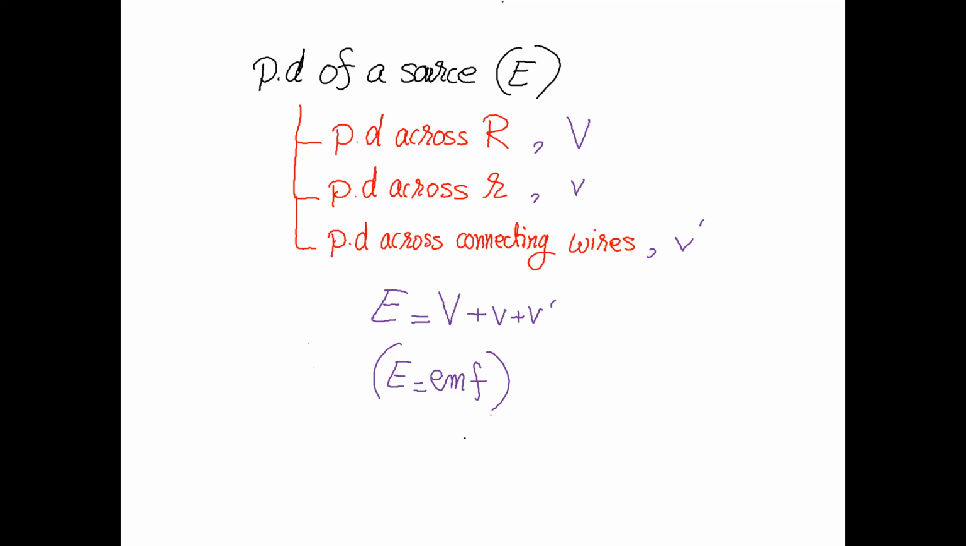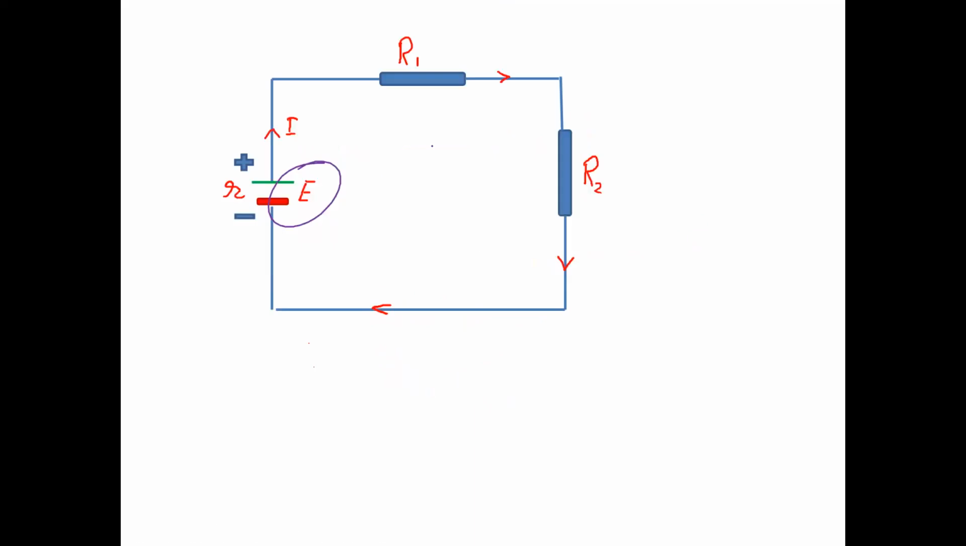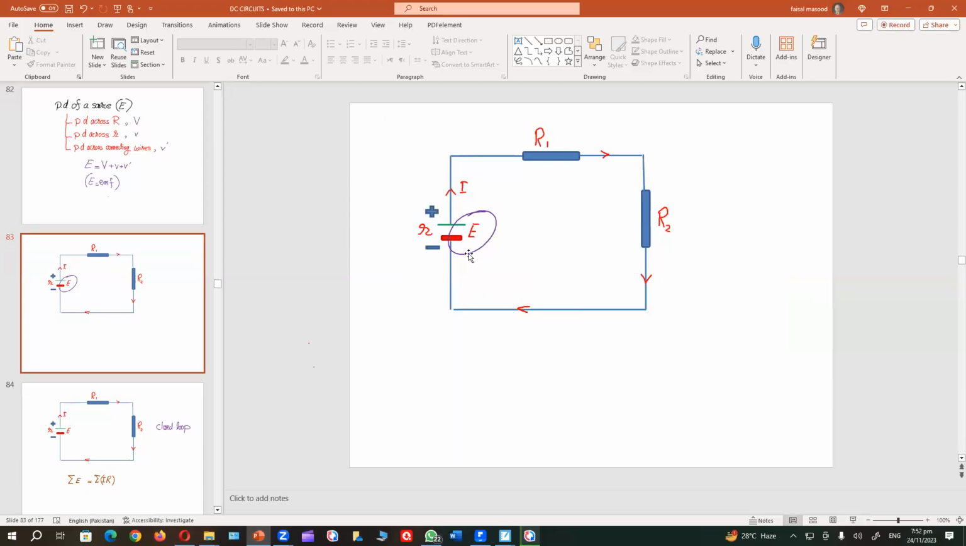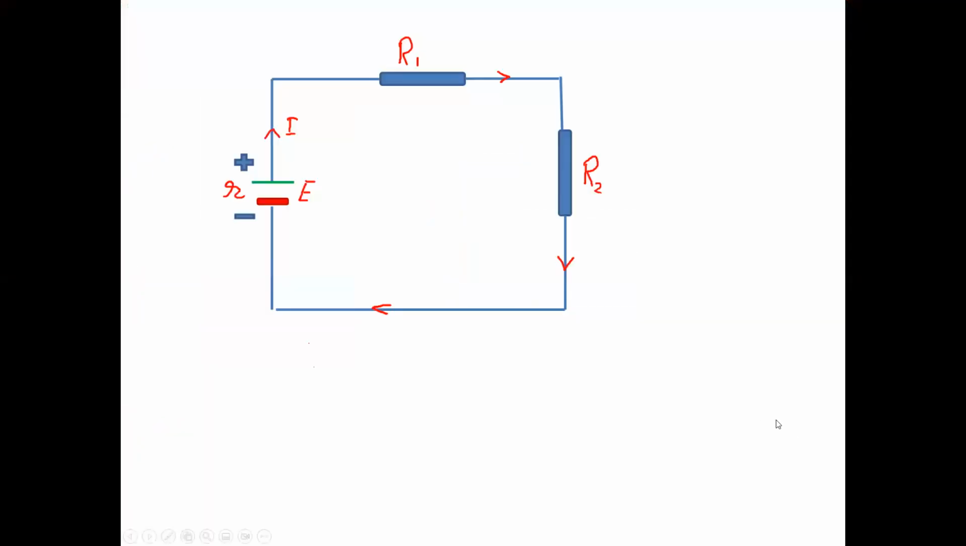So this is the concept of Kirchhoff's second law. Now look at this diagram. Remember that internal resistance has a symbol, small r. Whenever you develop a circuit, you have to take a loop. Kirchhoff's second law is always applicable to a closed loop. Now, this is our closed loop circuit. And look at this small r. This is the internal resistance.